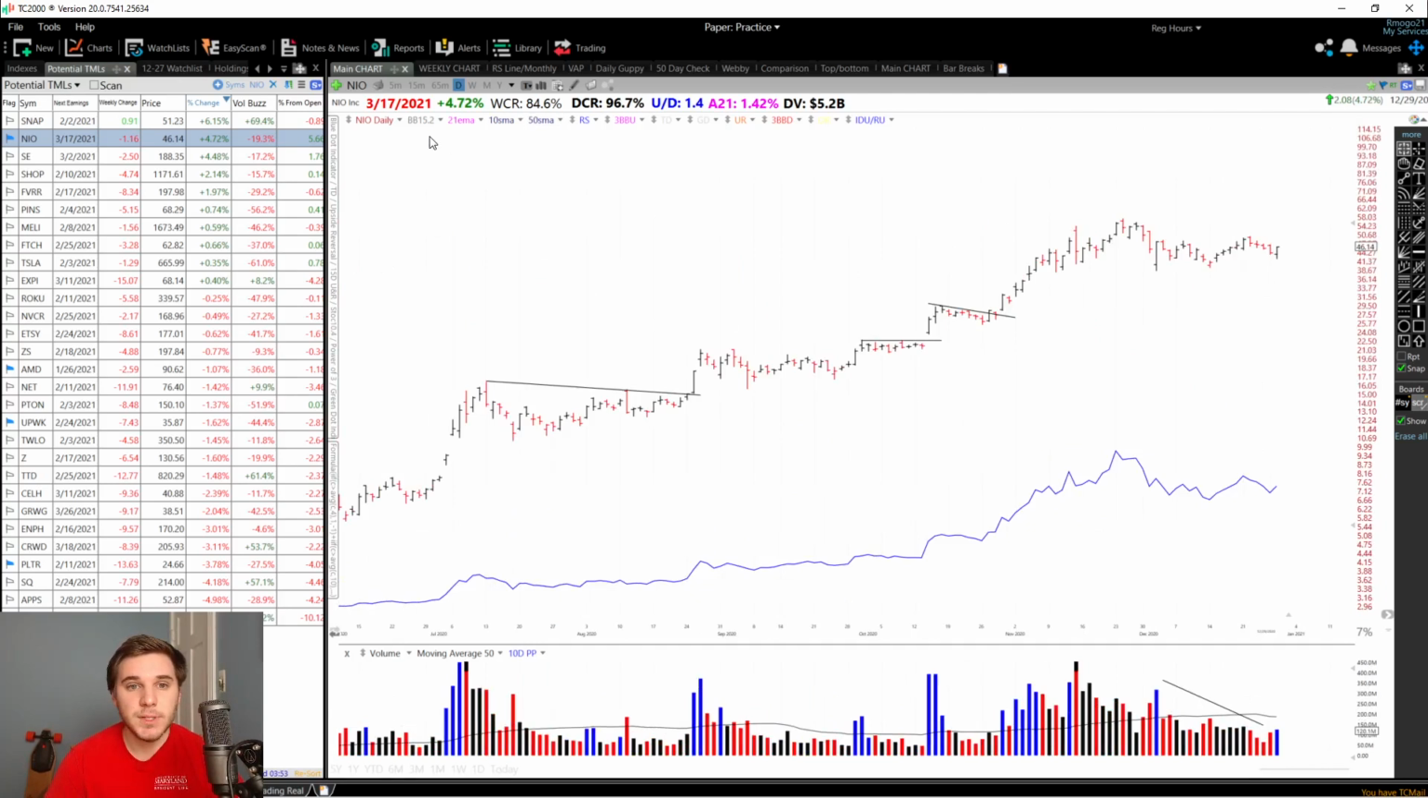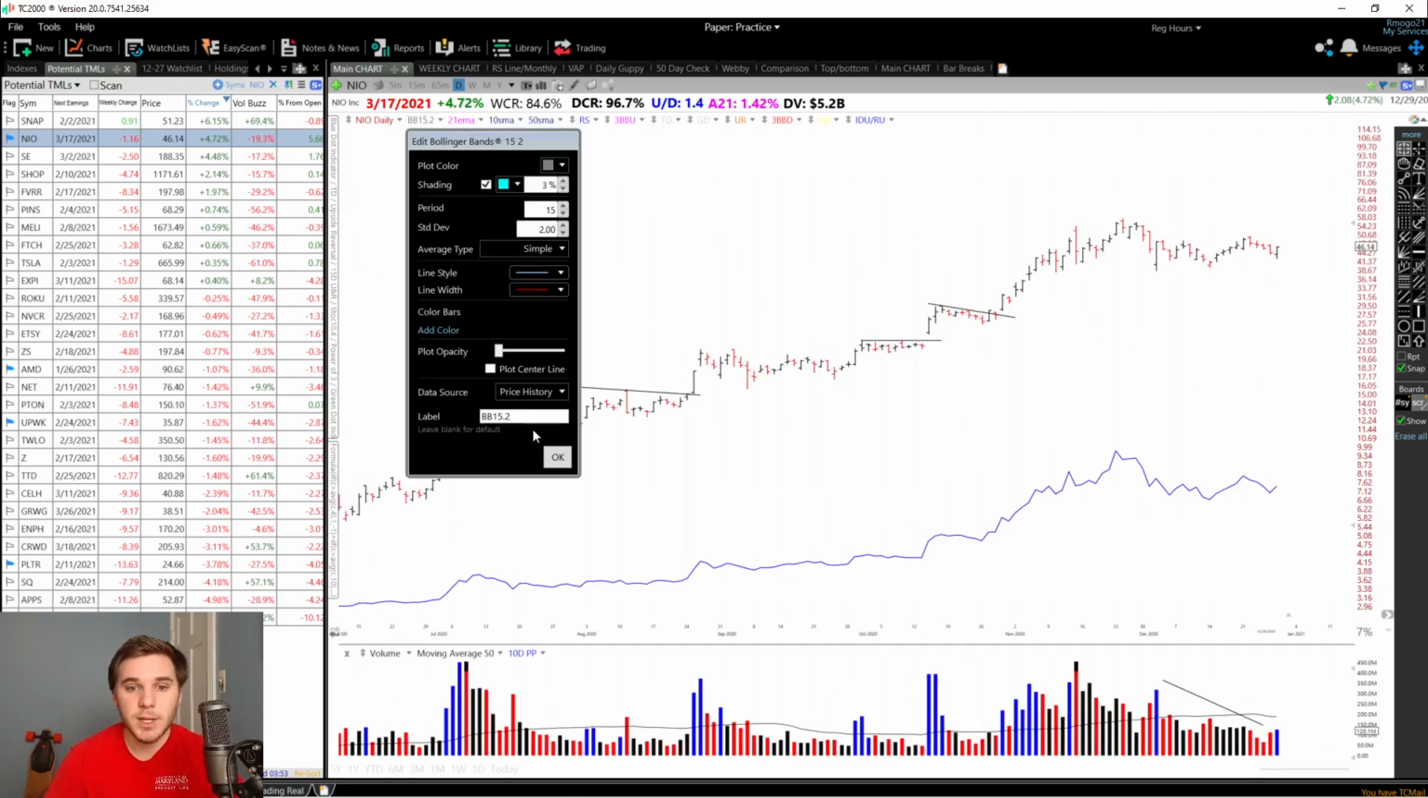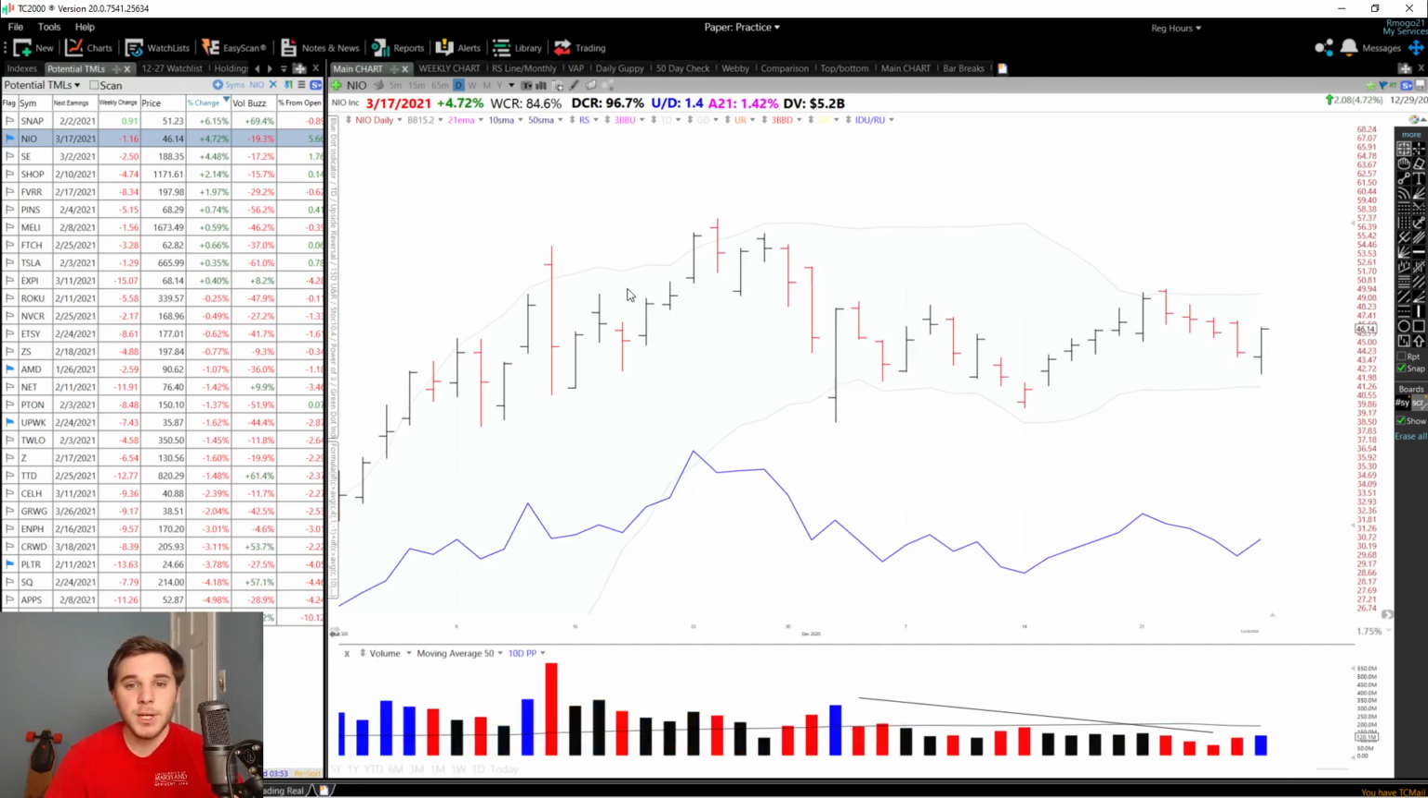So to start things off, let's talk about the Bollinger Bands I use. I use a 15 period, 2 standard deviation Bollinger Bands, and I keep them very, very light, just like that. What these allow me to do is determine whether a stock is very, very extended, either up or down. And at this point, it overshot and then pulled back within these bands.